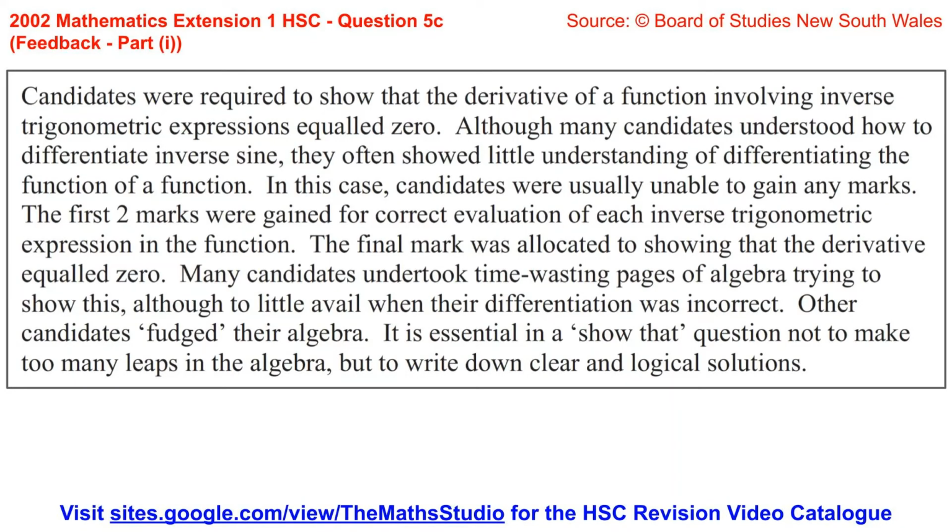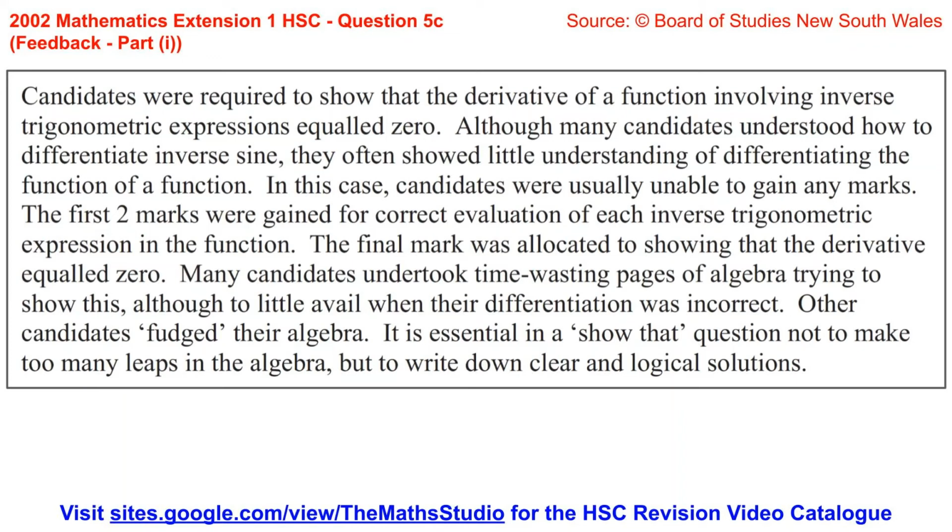The following is the feedback from the Marking Centre for Question 5c, Part 1. Candidates were required to show that the derivative of a function involving inverse trigonometric expressions equals 0. Although many candidates understood how to differentiate inverse sine, they often showed little understanding of differentiating the function of a function. In this case, candidates were usually unable to gain any marks. The first 2 marks were gained for correct evaluation of each inverse trigonometric expression in the function. The final mark was allocated to showing that the derivative equals 0. Many candidates undertook time-wasting pages of algebra trying to show this, although to little avail when their differentiation was incorrect.